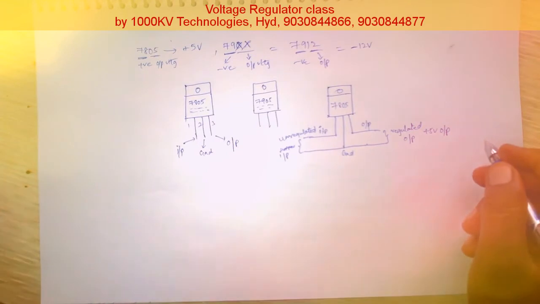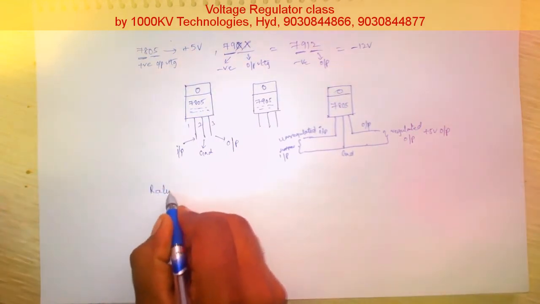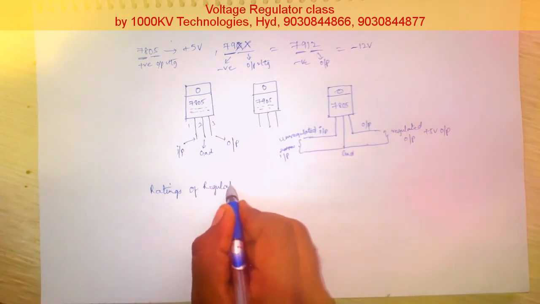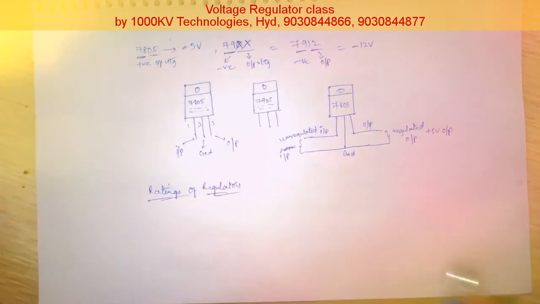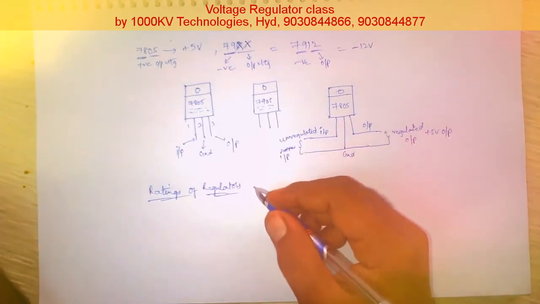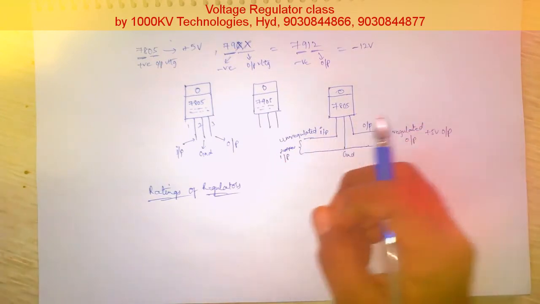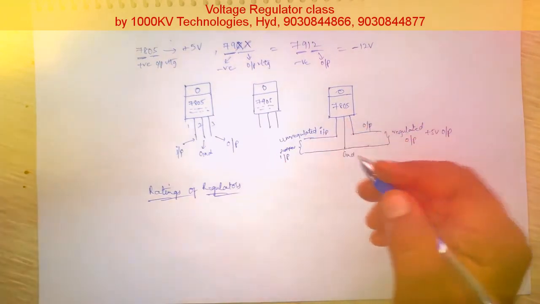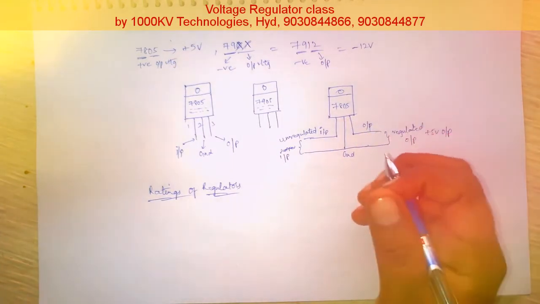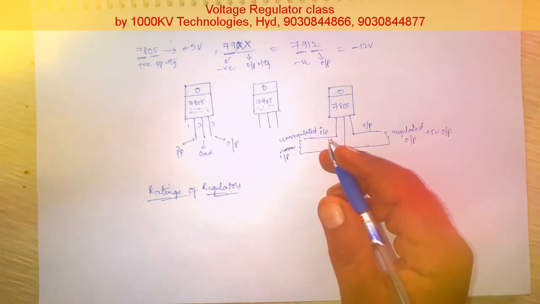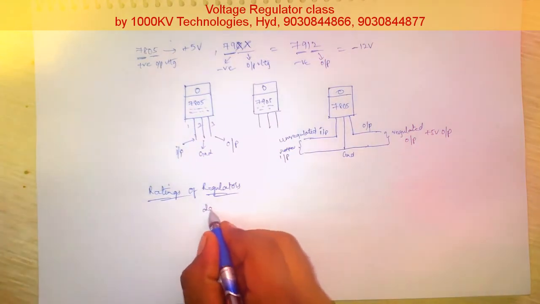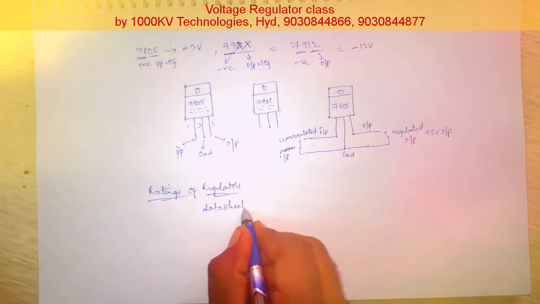And coming to the ratings of the regulators, generally these ratings are mentioned in the data sheet of the regulators. Generally, any component you take has a data sheet which is supplied by the manufacturer of this component. Similarly, these have data sheets. In that we have all the different parameters.